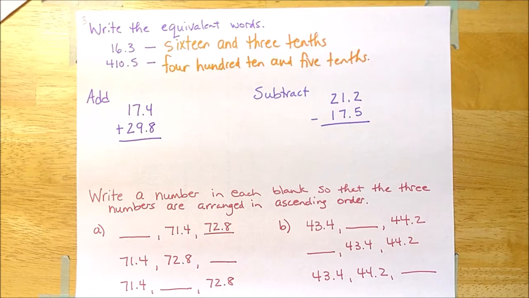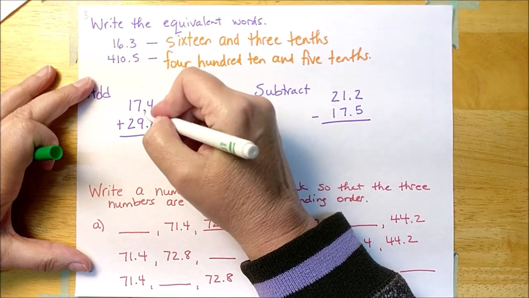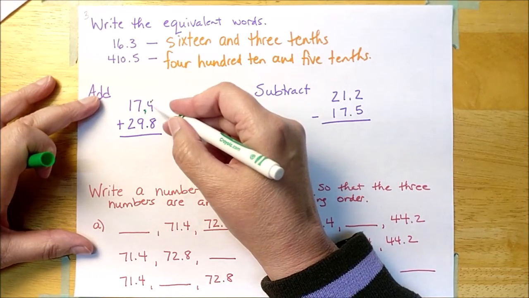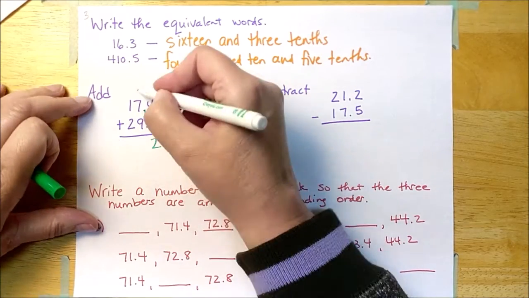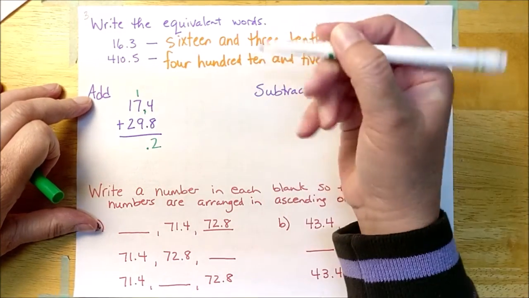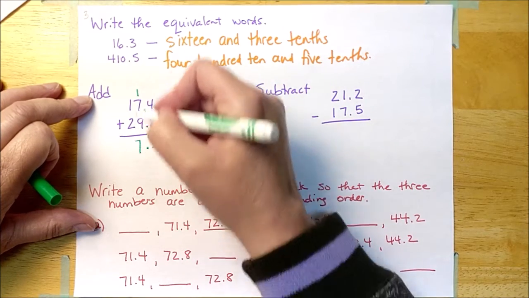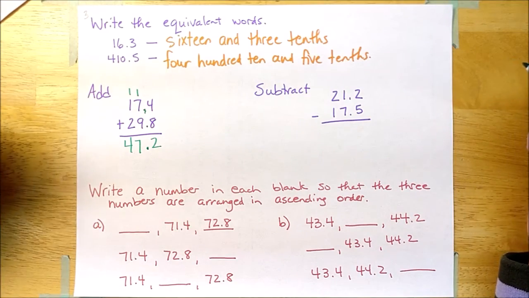Then you're going to have to do some adding and subtracting with decimals. So make sure you're lining up those decimals. And then you just plain old add. 8 plus 4, 8, 9, 10, 11, 12. So I put my 2 down there, carry the 1. Make sure you put my decimal. So 9 and 1 is 10, plus 7 is 17, and 4. So my answer is 47 and 2 tenths.